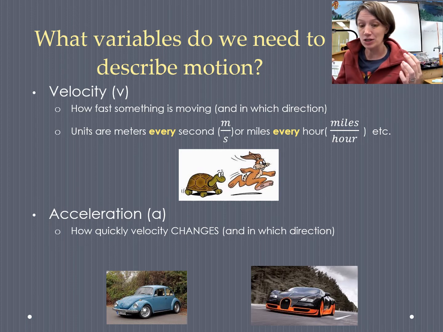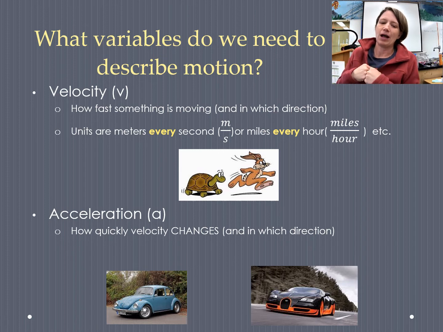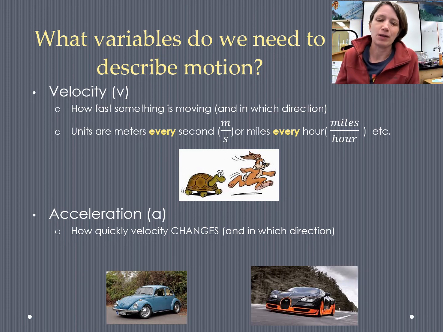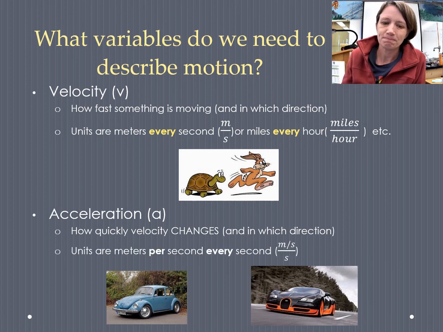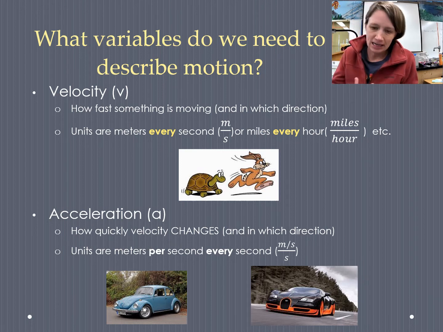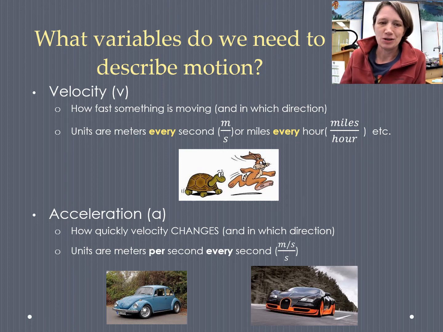It's not about how fast you're going for acceleration, it's about how fast you speed up or how fast you slow down. That's what acceleration really is. The units for acceleration are meters per second every second. So it's how much is my speed changing, which is meters per second, in 1 second. And that's why the units look a little bit funky for that one.